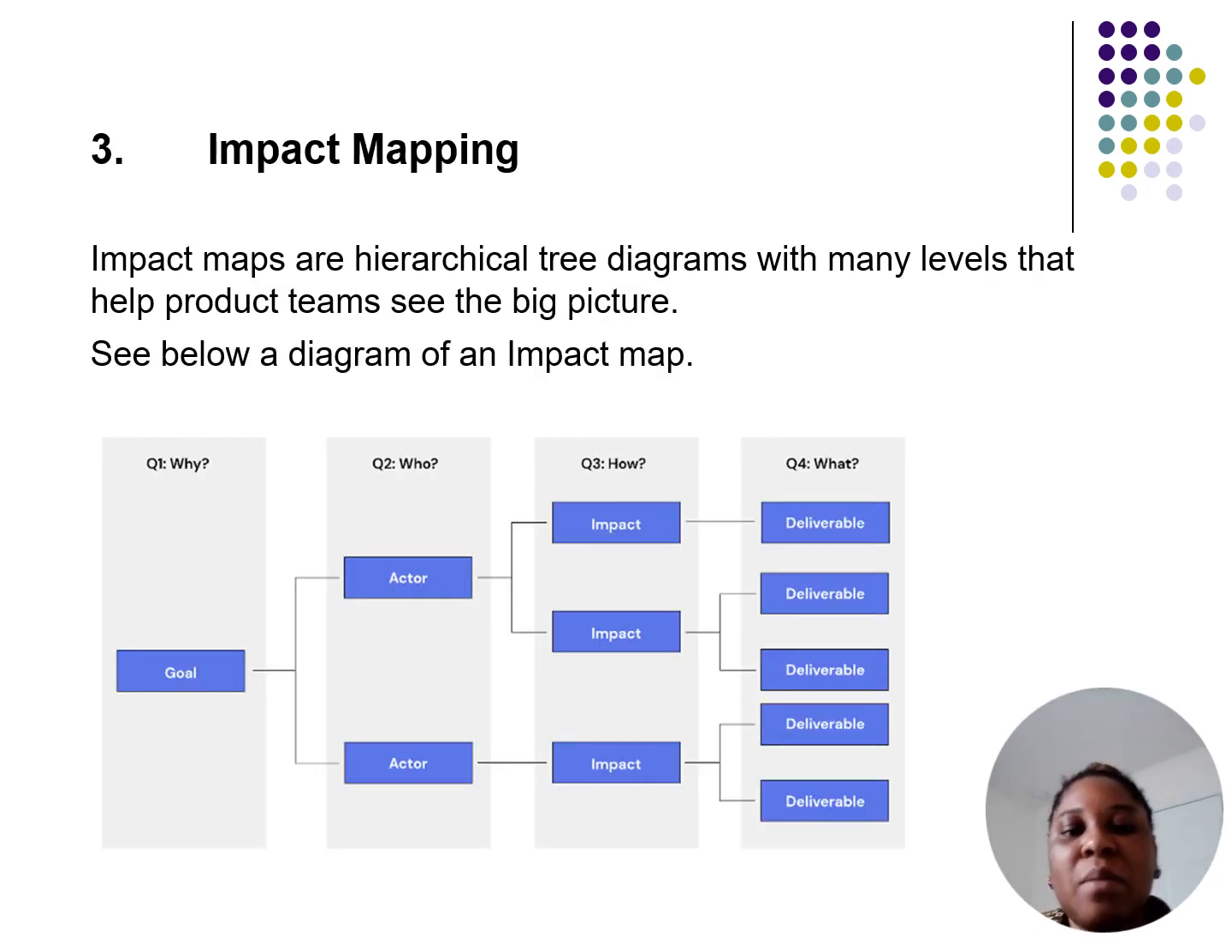The impact mapping. The impact map is a hierarchy tree diagram with many levels that help product teams see the big picture. With this diagram, product managers and teams can gain clarity on whether a feature will have the desired impact or not. Impact maps are very illustrative since they allow product managers to visualize how their assumptions relate to user demand and corporate goals.